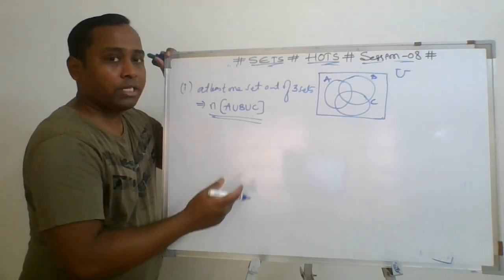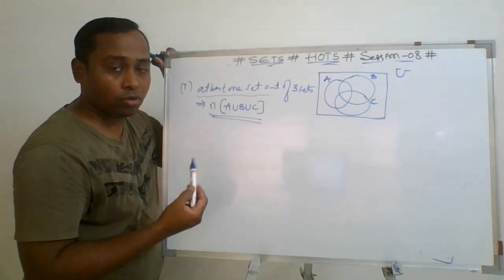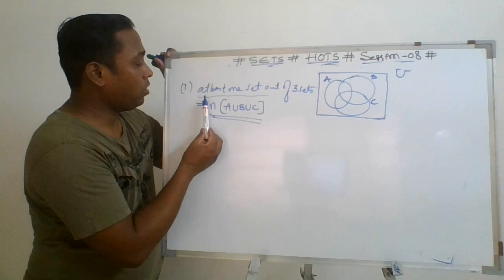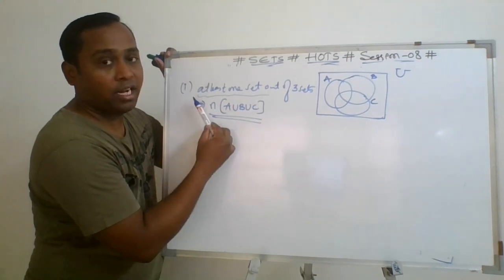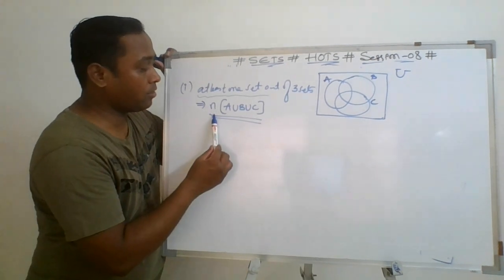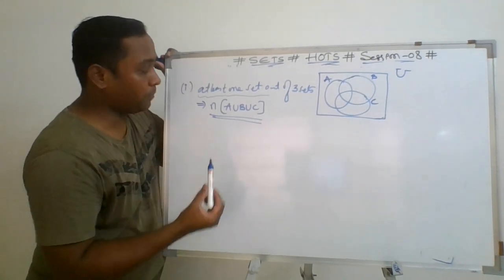So sometimes students are not getting the idea what actually they have to calculate, because the question is asking in wording form. At least one set, at least one person, at least one book, at least one product means that you simply need to calculate the number of A union B union C.